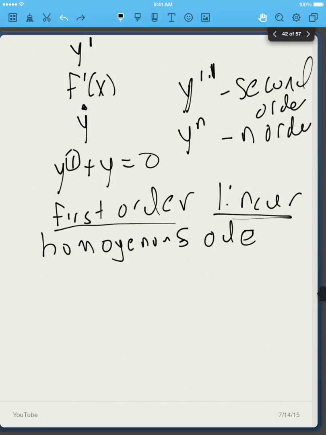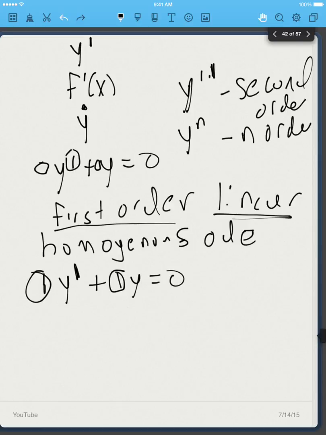So what does linear say? Linear says that all of the coefficients on these guys are not functions of y or its derivatives. What does that mean? In the case here, you have 1 times y prime plus 1 times y equals 0. The coefficients here are both 1s, which are not functions of y or its derivatives.